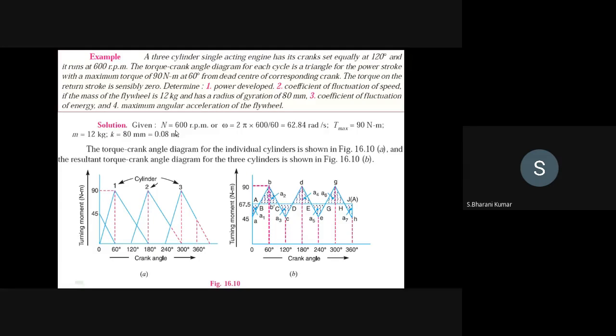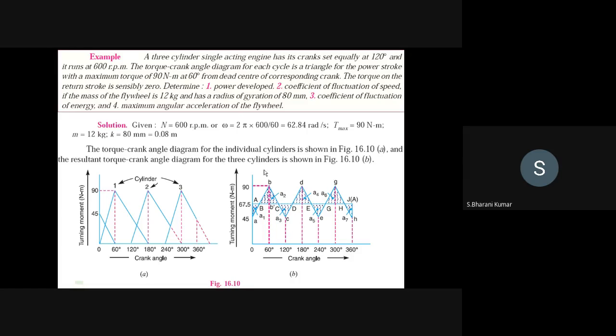N will be given as 600. Based on this, you want to convert omega equal to 2 pi N by 60, that is 62.84 radian per second, and T max will be given as 90 Newton meter. T max is called maximum torque. Graphically it is represented here, 90 here. So that's the T max value, and the mass of the reciprocating parts is 12 kg, and the radius of gyration is 80 mm, converted into meters, 0.08 meter.